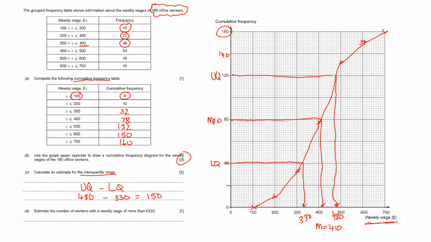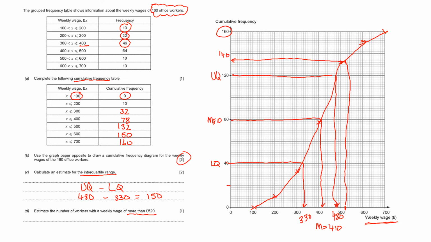Now, estimate the number of workers with a weekly wage of more than £520, not less. Big difference, okay? Well, first of all, I've got to find £520, which is here. Next job, again, a really bad line. I'm not even trying to go straight here, so it's about there, and across to about there. Again, I might be slightly out here.